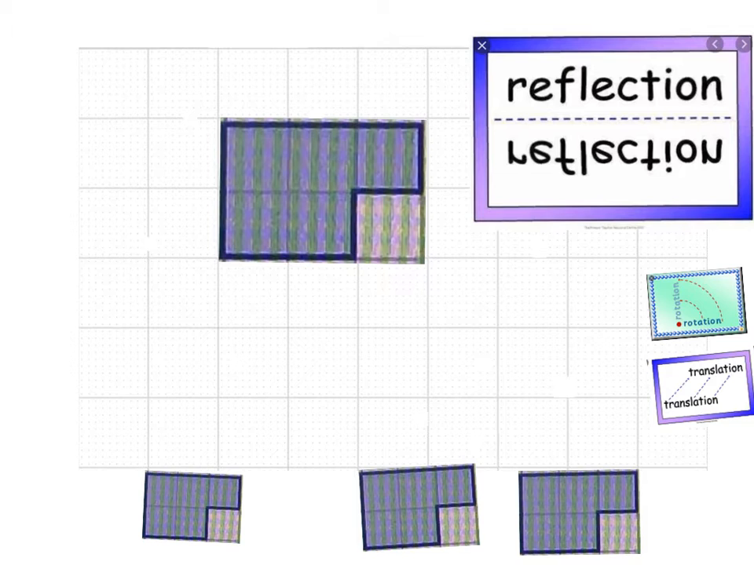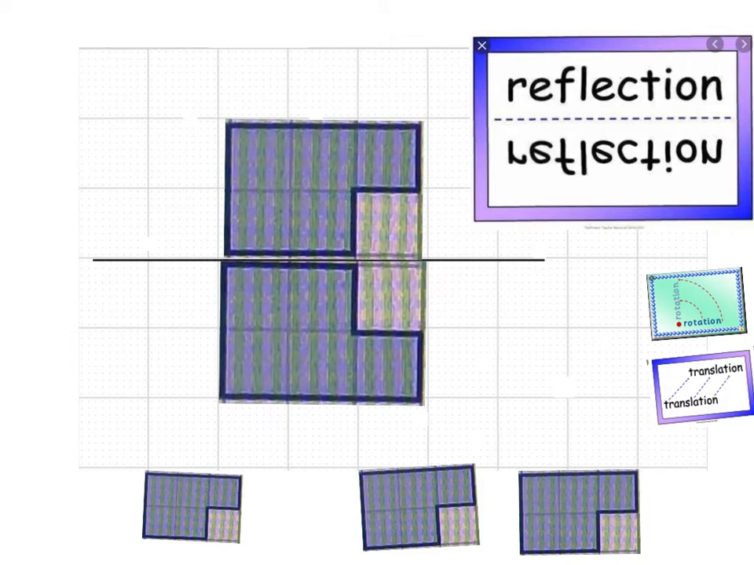So a reflection is exactly what it appears to be. It's just imagining there is a mirror. It's somewhere around the shape, and then we're going to reflect it. I'm going to start by imagining there's a mirror right here. I'm going to use this line as my first line of reflection.